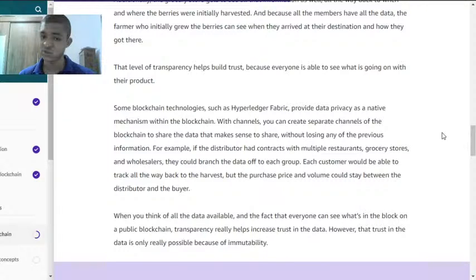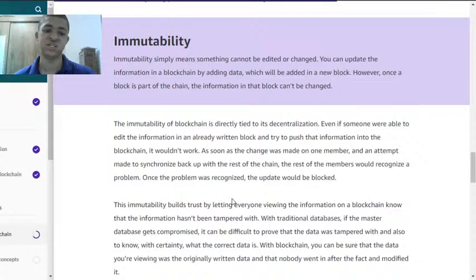When you think of all the data available and the fact that everyone can see what's in the block on a public blockchain, transparency really helps to increase trust in the data. However, that trust in the data is only really possible because of immutability. Immutability.